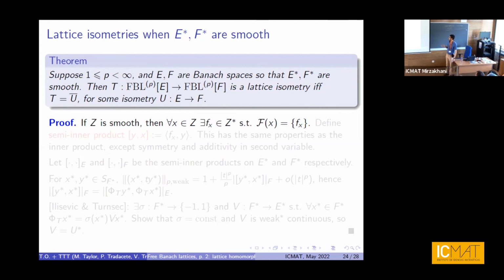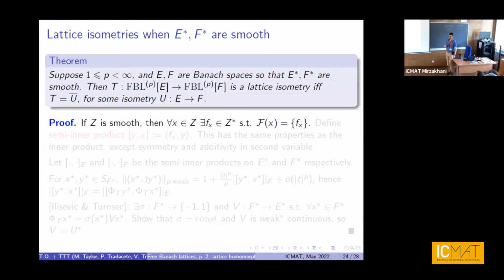I still have time to at least try to sketch the proof. So this is what I want to show. Let's say E star and F star are both smooth. Then any lattice isometry between the three Banach lattices gives rise to, actually I want to show that any lattice isometry between the three Banach lattices arises from a linear isometry between the underlying Banach spaces.